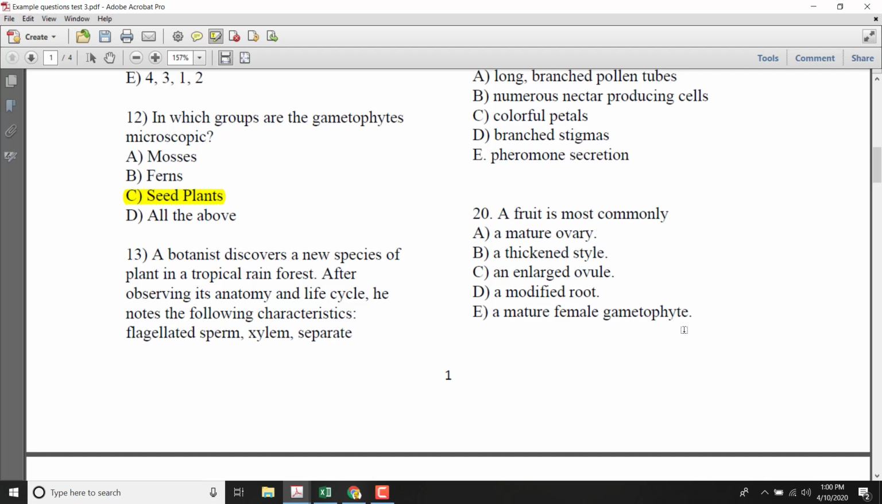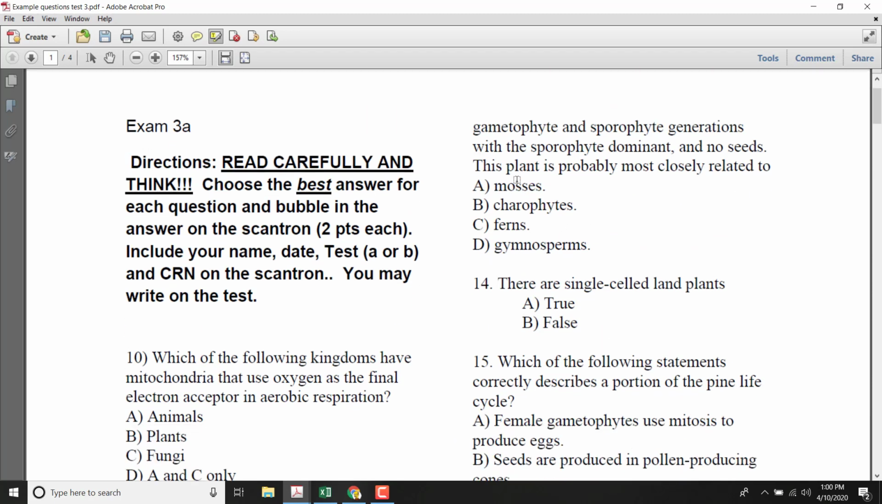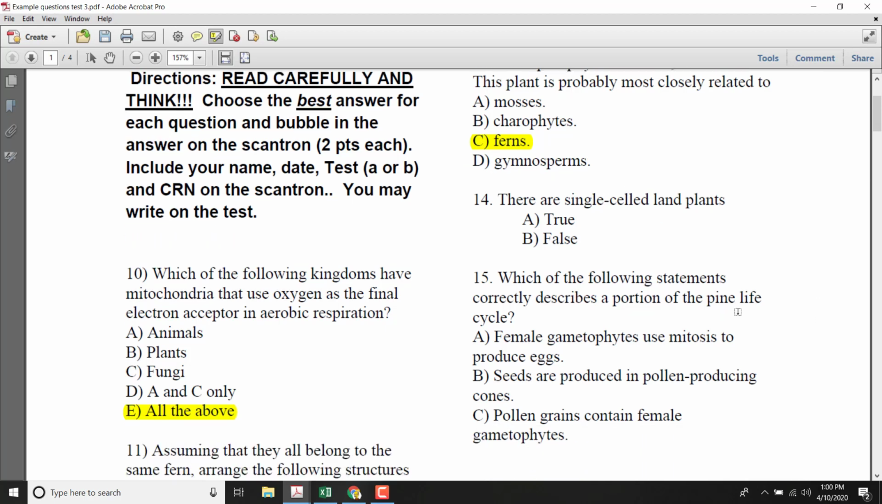A botanist discovers a new species of plant in a tropical rainforest. After observing its anatomy and life cycle, he notes the following characteristics. Flagellated sperm, so the sperm swim, right? Xylem, separate gametophyte and sporophyte generations with the sporophyte dominant, and no seeds. This plant is most likely closely related to the ferns. The ferns have xylem and phloem, and they have a gametophyte and a sporophyte, and they have sperm that swim. There are single-celled land plants. No.